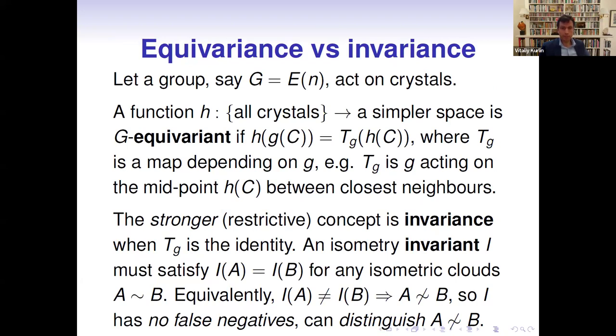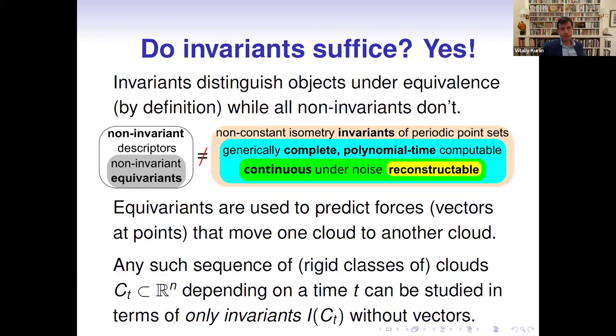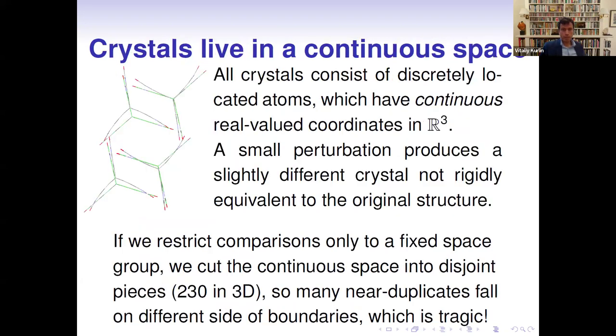Let me actually skip the comparison with equivariance, which is more mathematical, and discuss continuity and completeness. So a further property that we would like to have for our invariants is continuity. Why continuity? Because atomic coordinates are not restricted to discrete values.